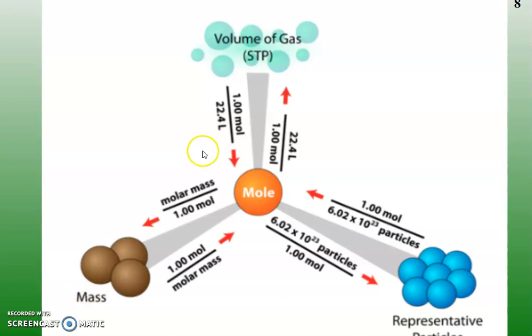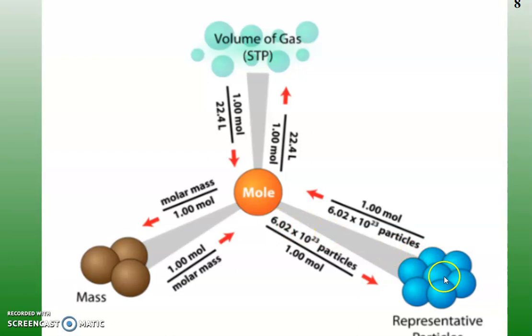All right, here is the all-important mole map. Notice moles in the center. This is what I showed you before, it's just kind of prettier. So you can go from mass to moles using the molar mass. If you start with grams, you use this conversion factor to get to moles. And then moles to particles, we can use Avogadro's number.